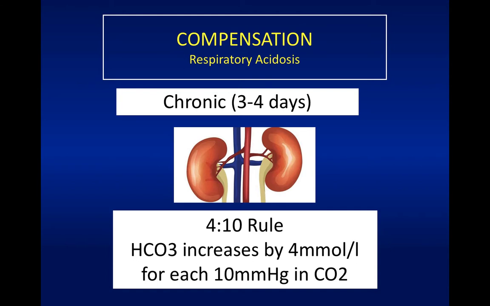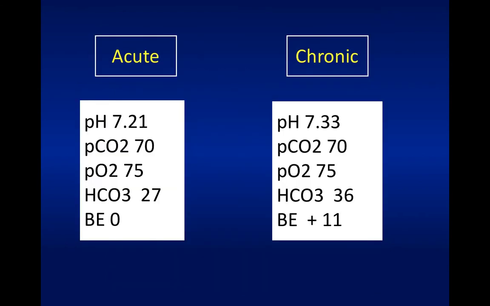So the bicarbonate should increase by 4 millimoles per litre for each 10 millimetres of mercury in CO2. That's a bit of a tongue twister. It is. And I think it's almost an opportunity to predict some problems. If the patient's known to have chronic lung disease and you do even just a urea and electrolytes and the bicarb's a bit high, it's often just a marker that they may have some chronic compensation for their respiratory acidosis.